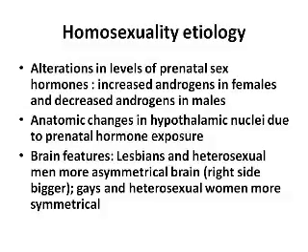Now, one of the great questions in psychology is why do people turn out to be gay? What is the etiology of homosexuality? And there's no definite answer to this. We can only consider some tentative answers. First of all, there may be alterations in the levels of prenatal sex hormones. So increased androgens in females and decreased androgens in males may eventually influence someone's sexual orientation.